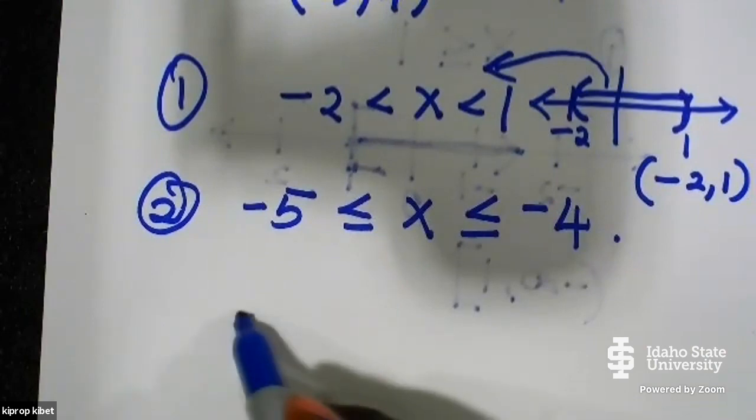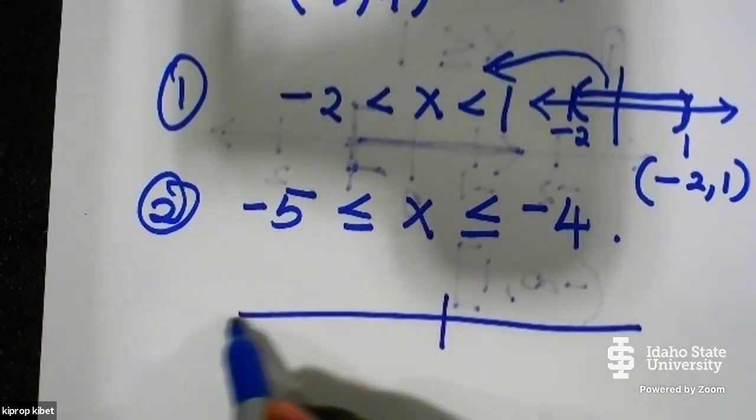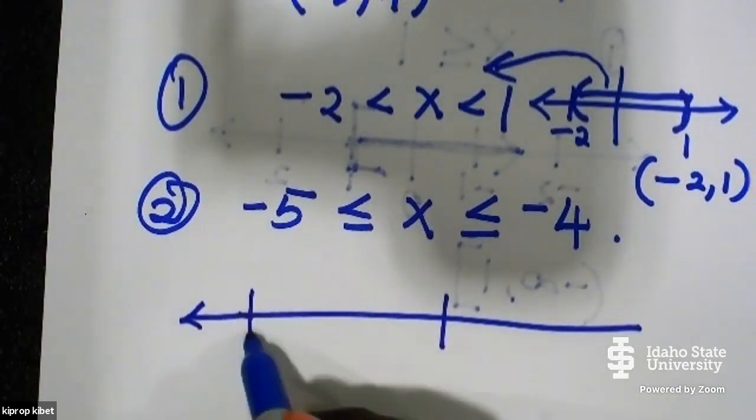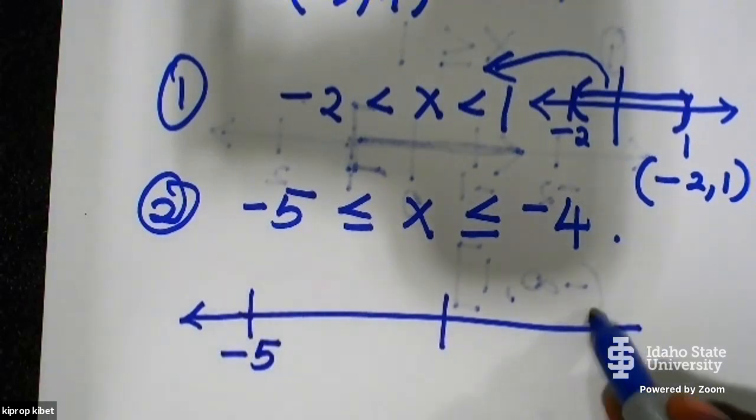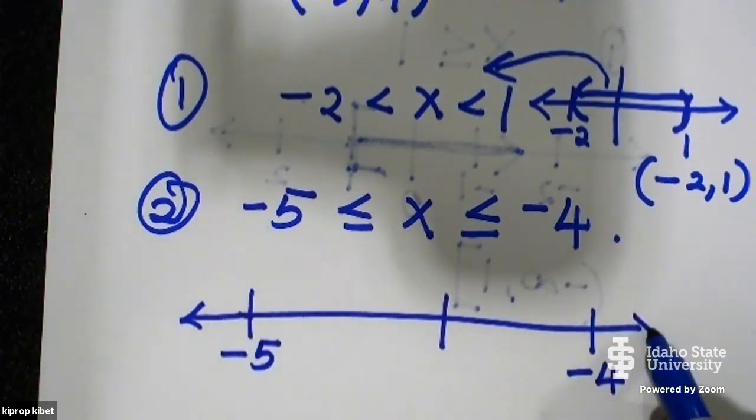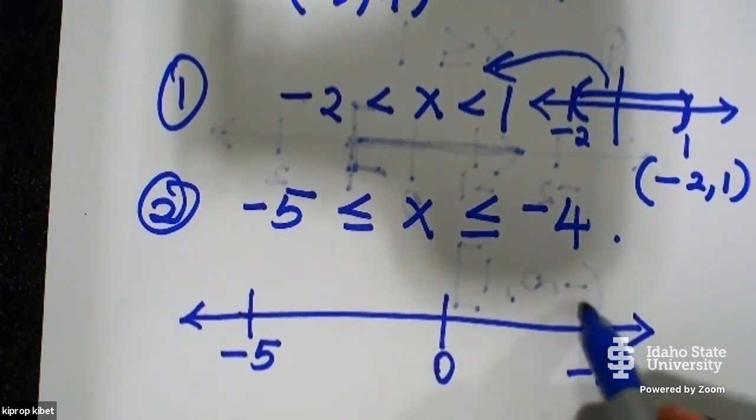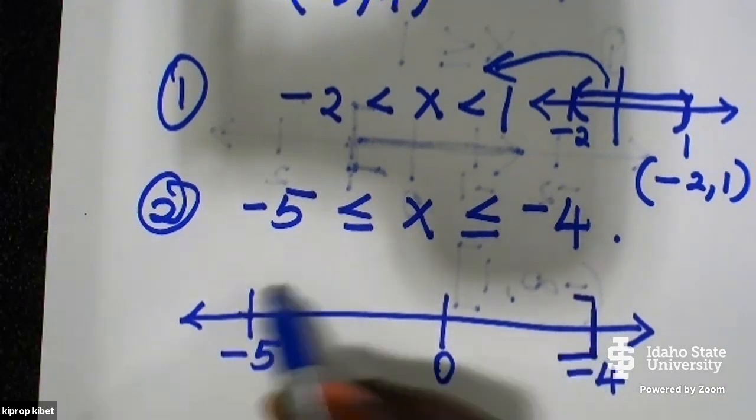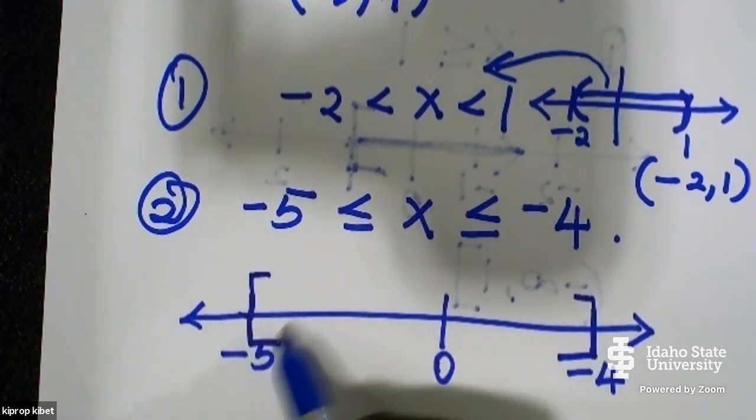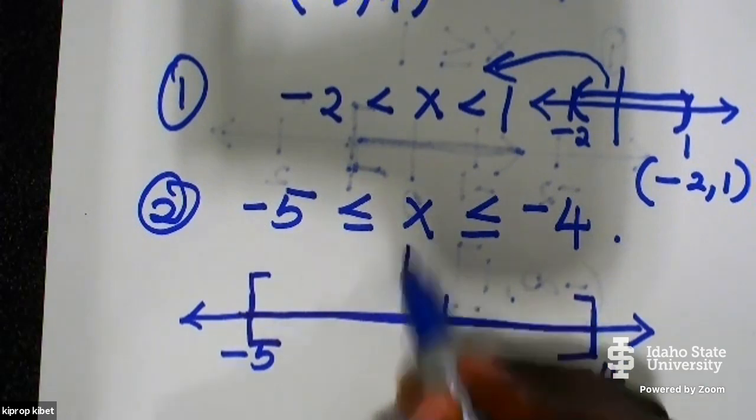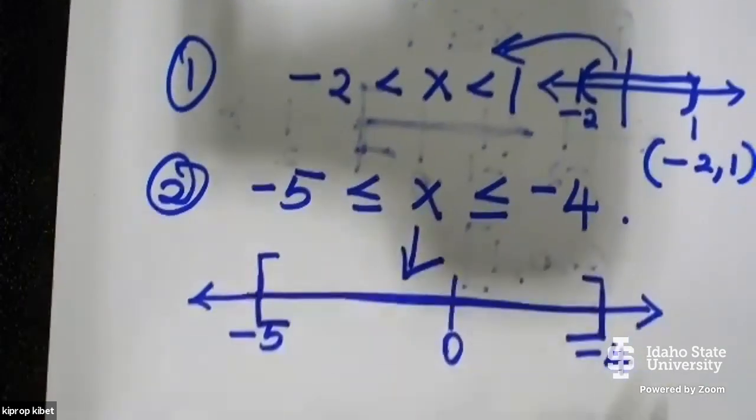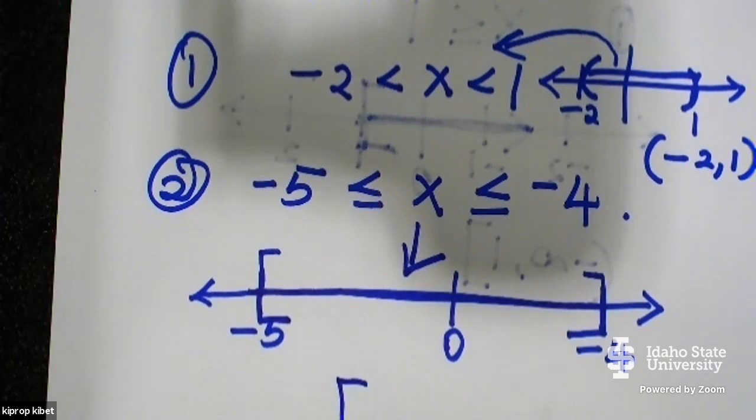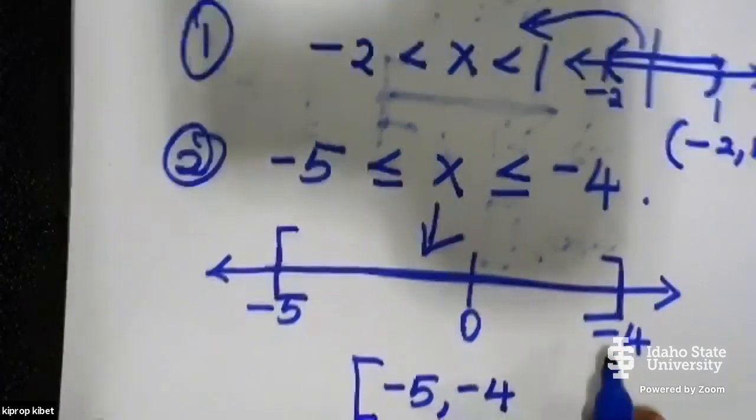So the next one is like that. So you can put here -5, then you can put here -4, 0 there. So this is including this, and this one is also including that. And then this one is the region. And then the interval notation will now be [-5, -4].